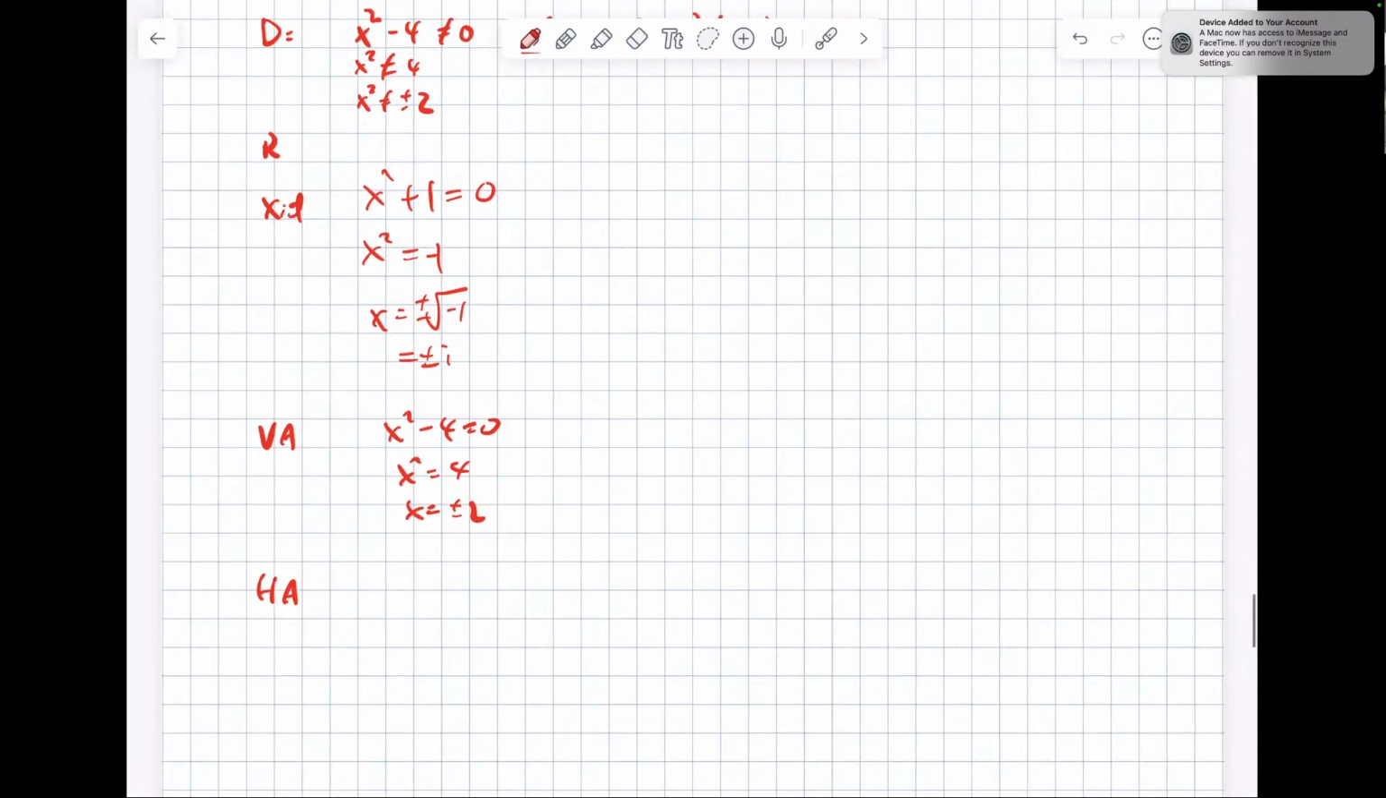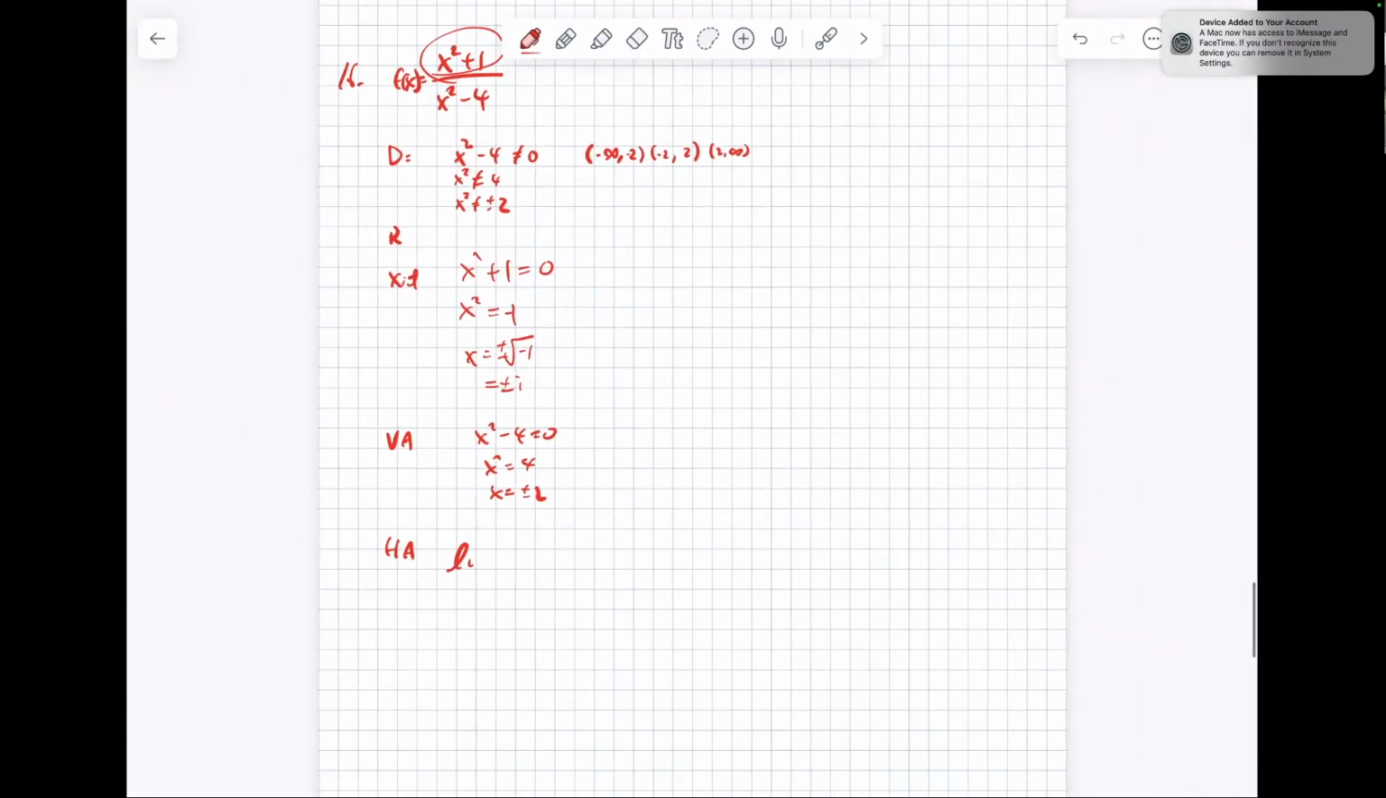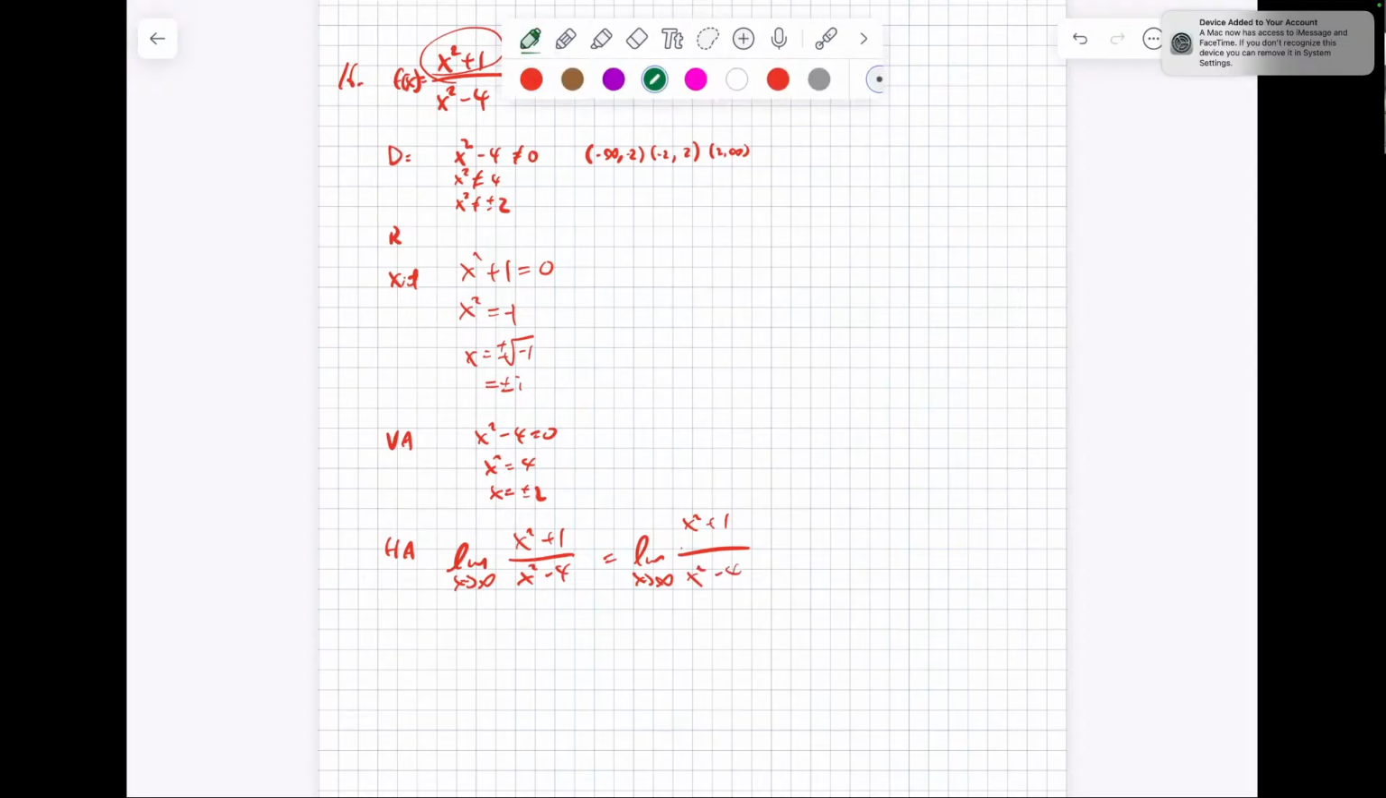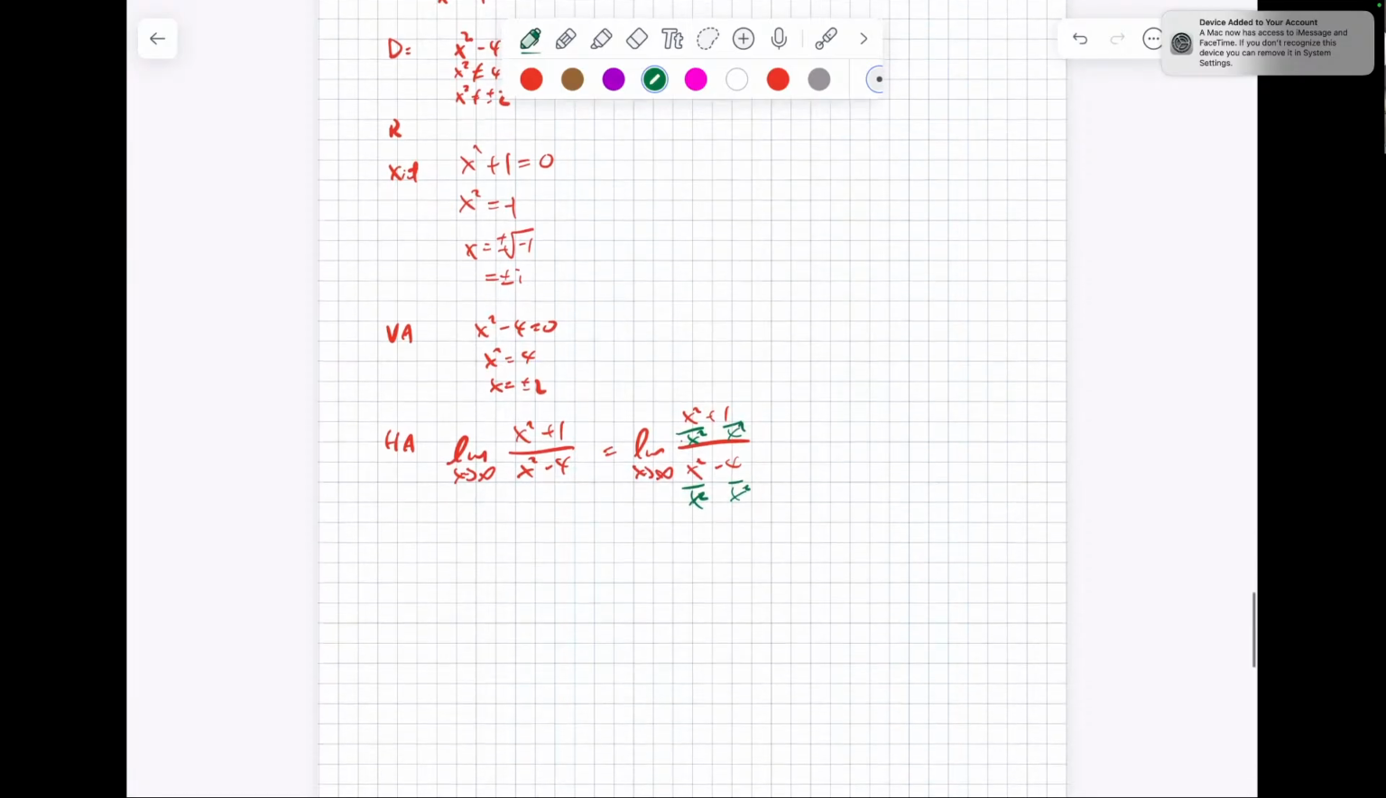Horizontal asymptote is going to be the limit as x approaches infinity of x squared plus 1 over x squared minus 4. Always approach infinity. And you divide by the highest power in the denominator, so in this case x squared, x squared, x squared, x squared. So this question has a lot of review elements. That gives 1 minus 4 over x squared. So this one eventually equals 1, because this is all equal to what? 0. And so that is equal to 1.